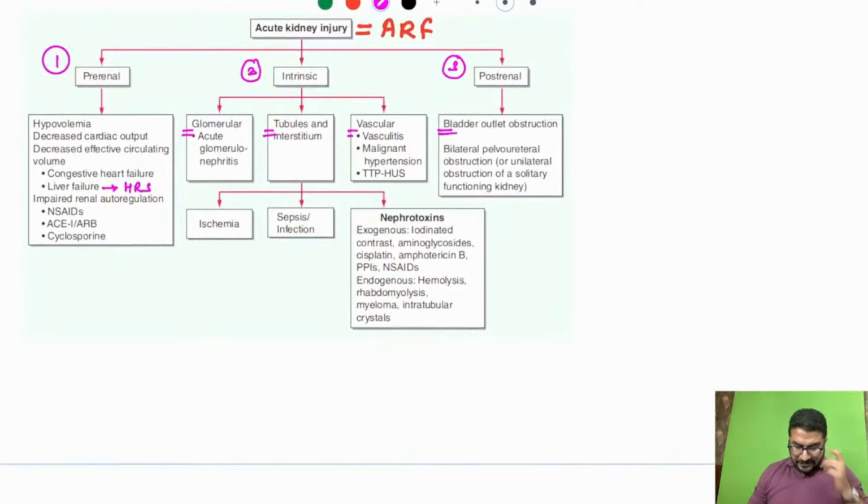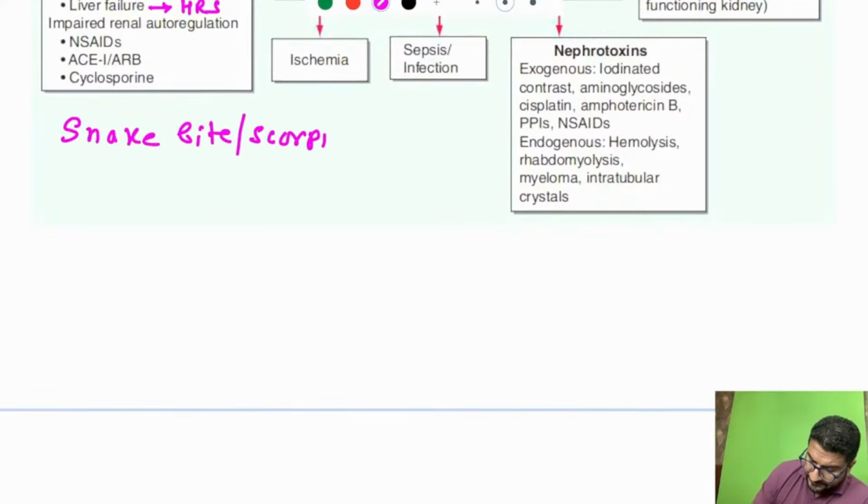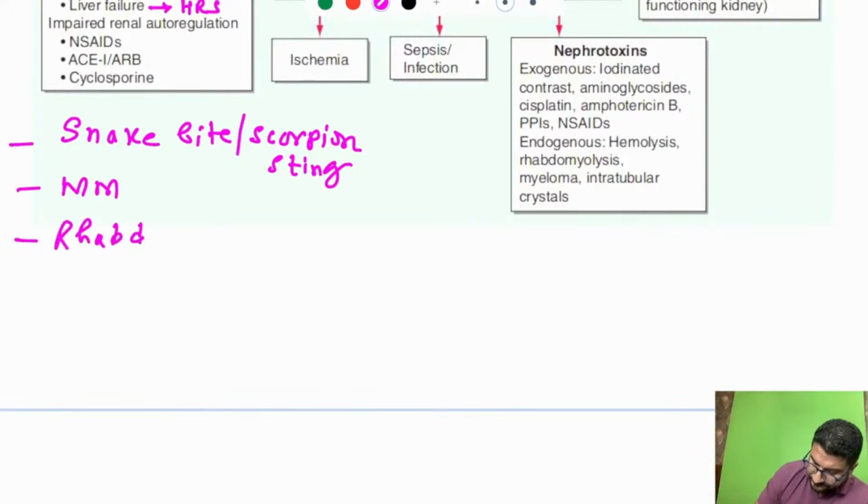तो मैं यहाँ पर आपको कुछ काम के cause बताना चाह रहा हूँ. The first important cause which I am writing here is, so this is written here but I am just elaborating the main one. Remember, any snake bite. तो याद रखना, snake bite और बिच्छू काट गया, scorpion sting can cause AKI. Second important cause, remember, multiple myeloma से भी हो सकता है. Multiple myeloma can cause. Crush injury, rhabdomyolysis can cause this.